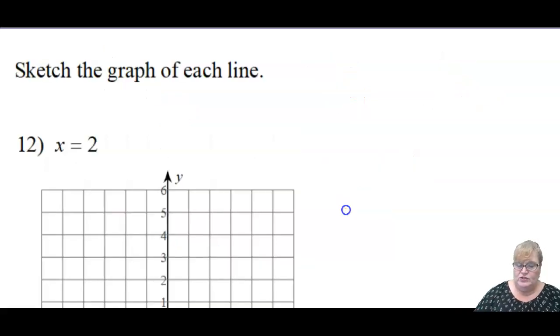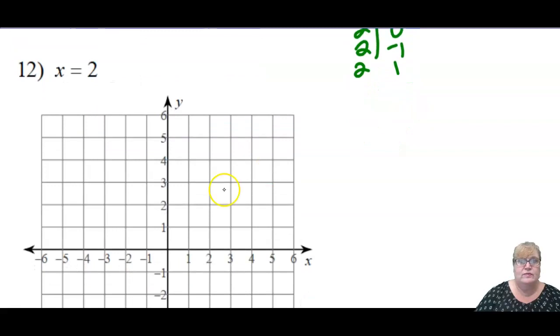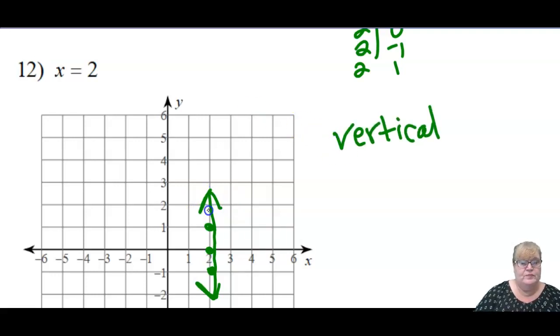Now, there's a couple special lines. X equals 2 means if you were to do a little chart, all the x values would be 2, no matter what the y values were. That's how I always think of it. It does mean it will cross the x-axis at 2. So (2, 0), (2, 1), (2, -1). So this is a vertical line, which I drew really badly. And a vertical line that's crossing the x-axis at 2.